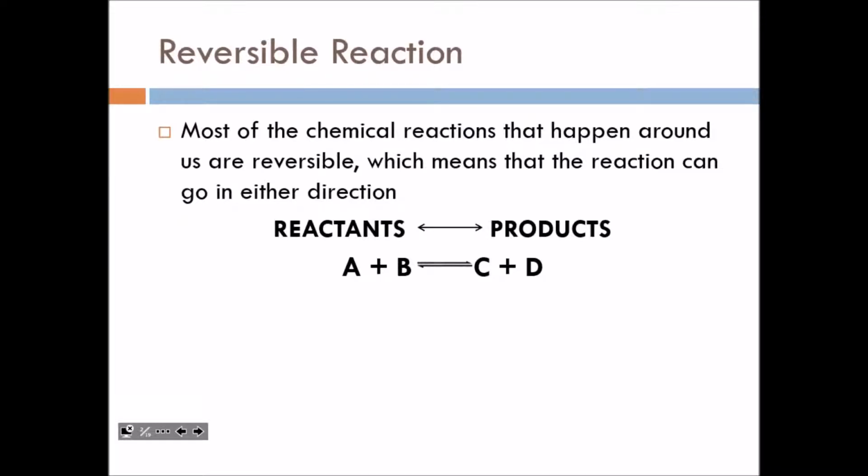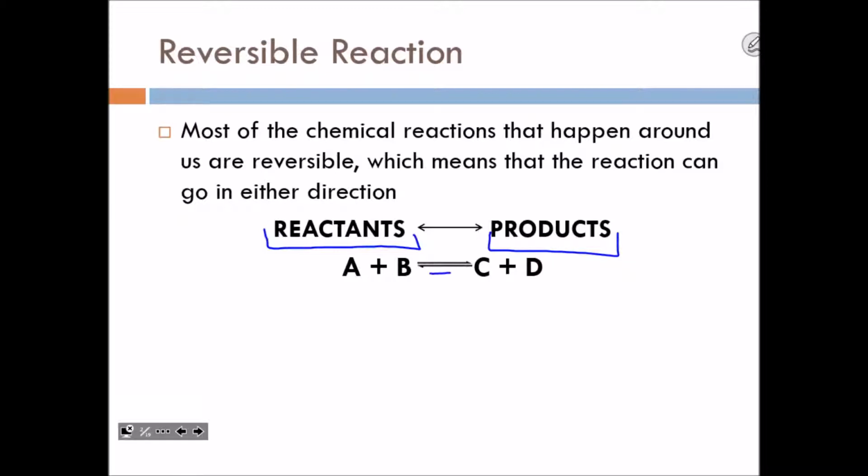All right, reversible reactions. Most chemical reactions that happen around us are reversible, which means the reaction can go in either direction. This is how we define things. The things on the left side of the arrows are the reactants. The things on the right side of the arrows are the products. We always designate those sides to be what they are. So when we're referring to them, we know which side we're talking about.